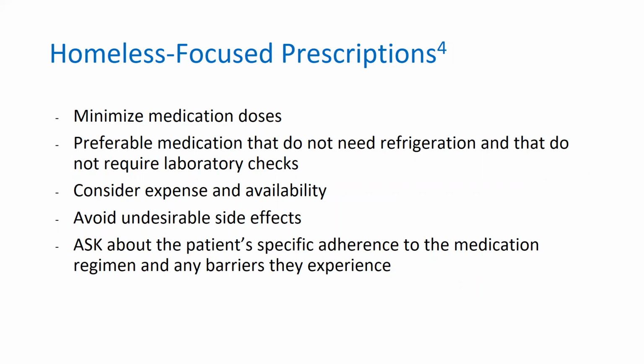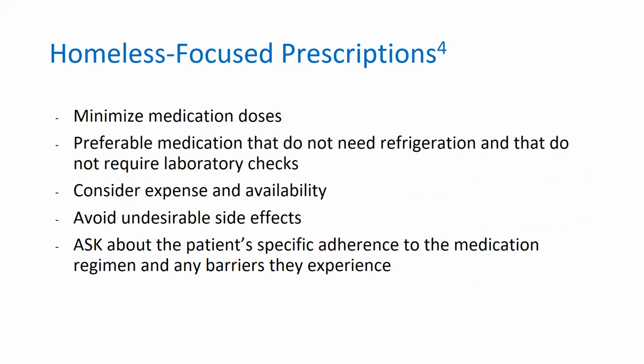Again, you're going to do the same thing with prescriptions. Homeless populations may not have reliable access to the healthcare system, including pharmacies, but they also may not have the conditions or situations that permit a medication regimen that a housing secure patient has. So they may not have refrigeration for medications like insulin. So preferably, you want to figure out a medication regimen that does not require refrigeration and that does not require laboratory checks for homeless population patients.